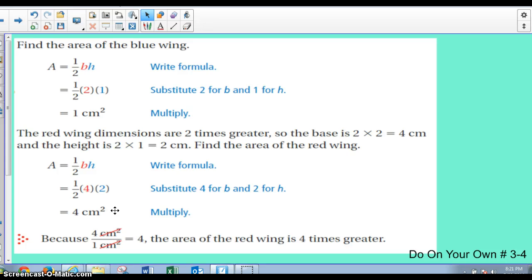The area of the red wing is 4 times larger. Because if you put 4 over 1, here's your 1, here's your 4. If you put the labels, they cross each other out. And then you divide 4 by 1, you get 4. All right, do on your own number 3 and 4 and come back when you're done.